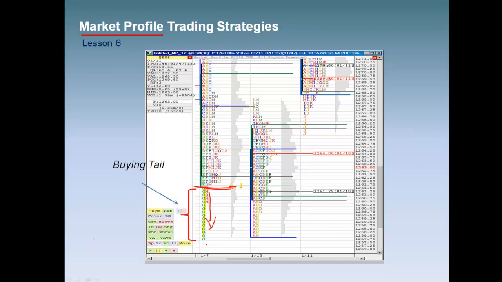So what happens? The longer term trader steps in and begins to buy immediately, creating this buying tail that we see. That is the characteristic behavior of the longer term buyer. They stepped in. Now, at what point will they step in?